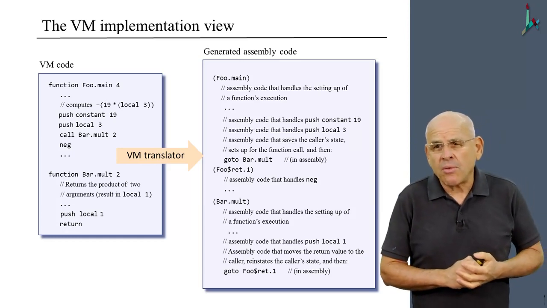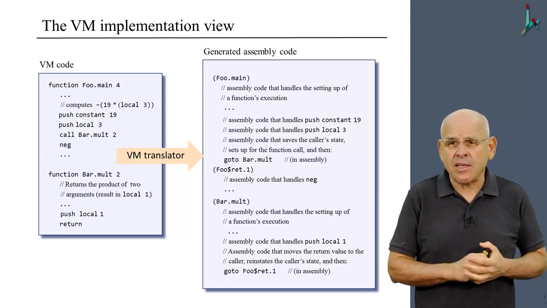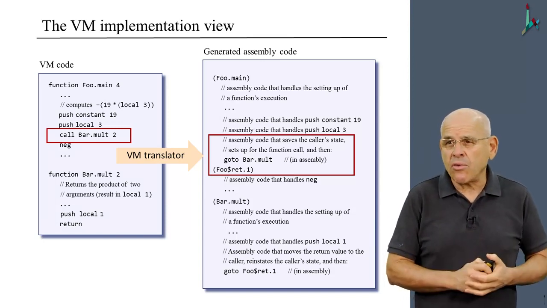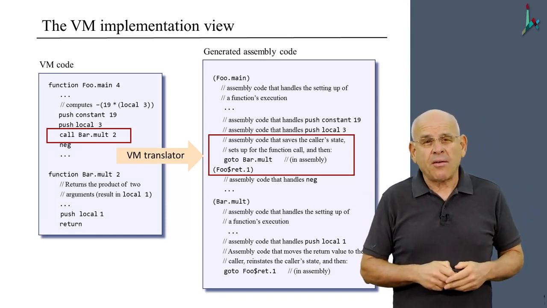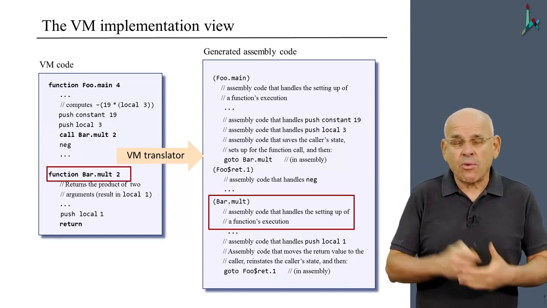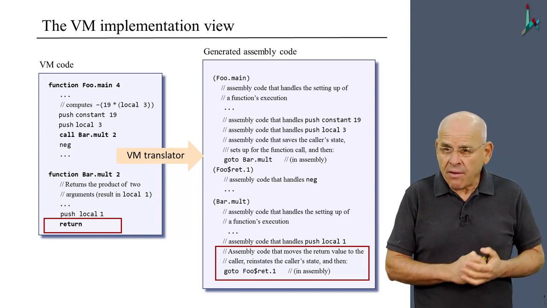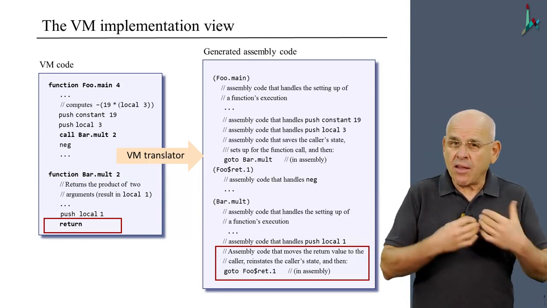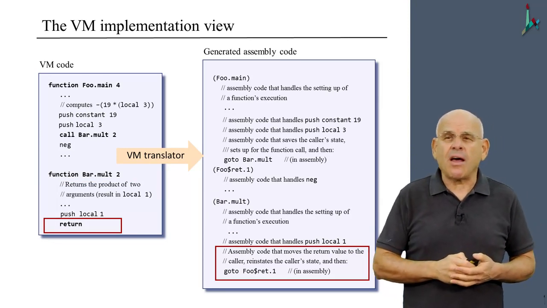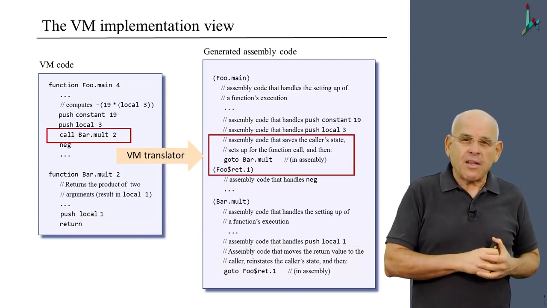And so the VM translator will go through the code and focusing on the function commands, it will, for example, when it reaches the call Bar.mult 2, generate code that realizes this call. When it gets to the function command, it will generate code that realizes the function. Same with the return. And what we'll do from now until the end of the unit is zero in on any one of these things that I just described, and we'll explain what exactly the VM translator does.